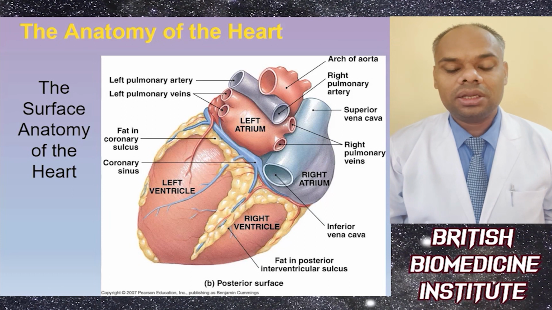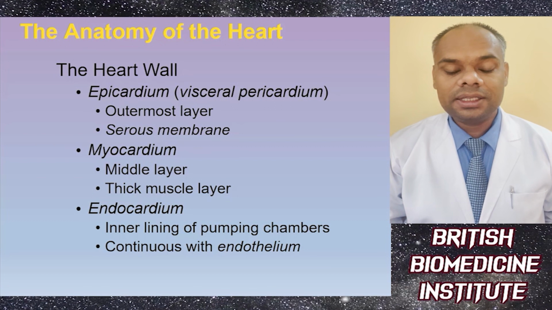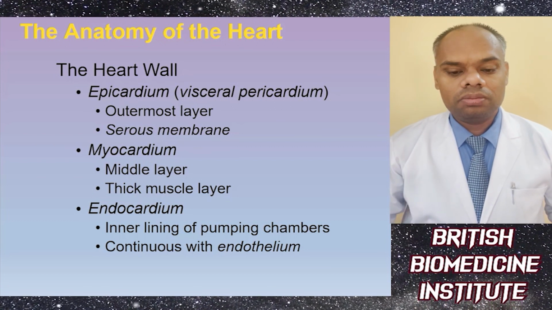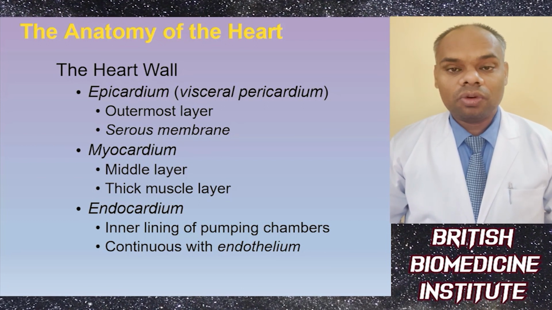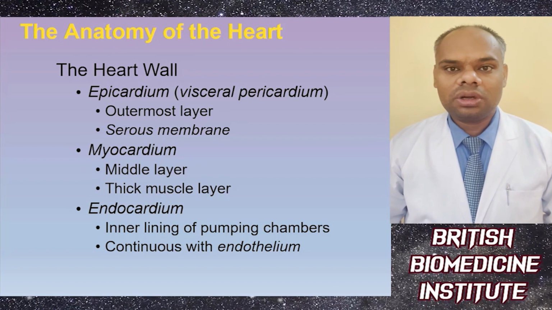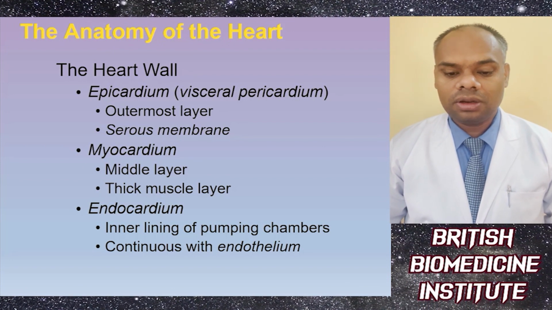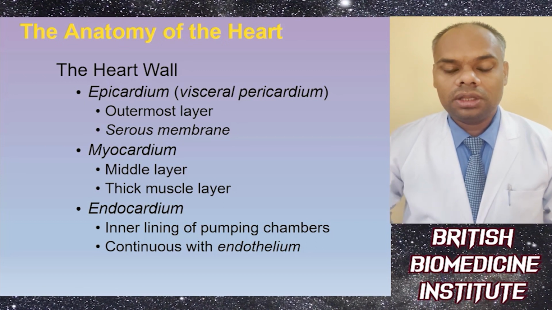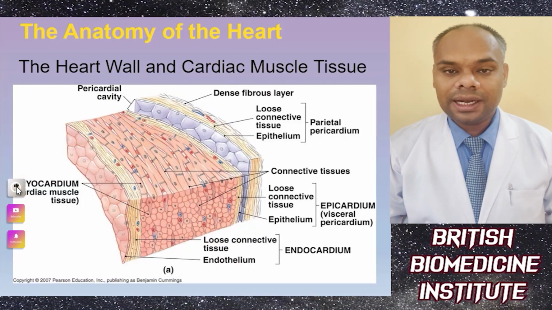So the heart wall is covered by the epicardium, which is the outermost layer, made up of serous membrane. The middle layer is known as the myocardium, made up of thick muscle cells. And the innermost layer is known as the endocardium, the inner lining of the pumping chambers, which is made up of endothelium. So this is the anatomy of the heart.